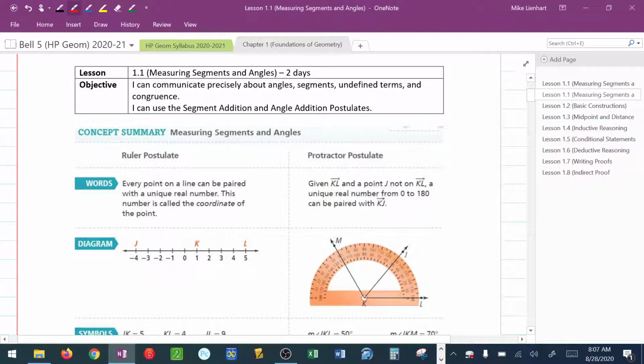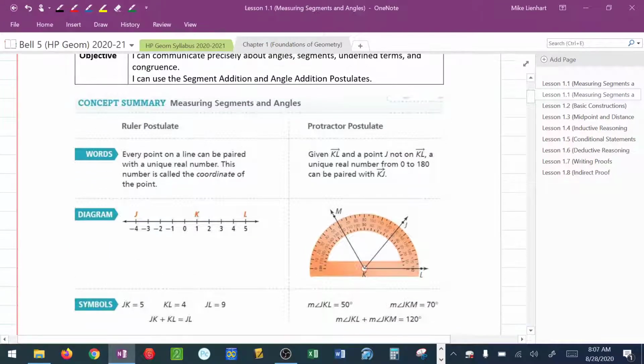This lesson is about measuring segments and angles. What we've got to focus on is being able to communicate, or talk, precisely about angles, segments, undefined terms, and congruence. Secondly, we've got to be able to use what's called the segment addition postulate and the angle addition postulate.